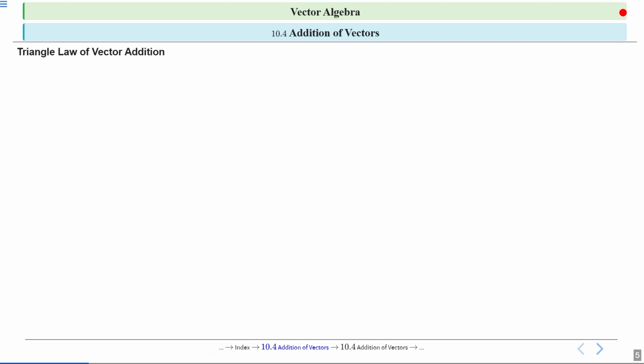First, NCERT section 10.4, addition of vectors. We will start with the triangle law of vector addition. So today, we are going to explore the triangle law of vector addition. This is a fundamental concept in vector algebra that helps us understand how vectors can be added together using geometric principles. We will see how vectors can be represented as sides of a triangle and how their sum is depicted.